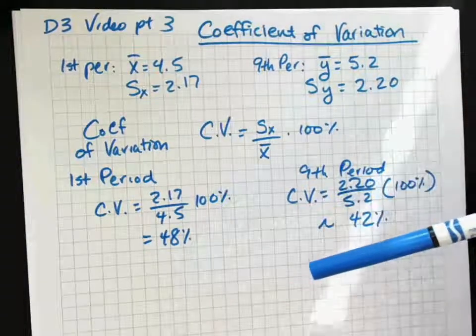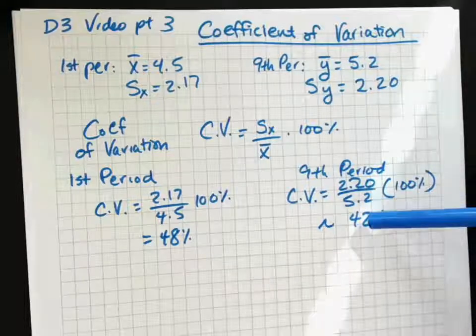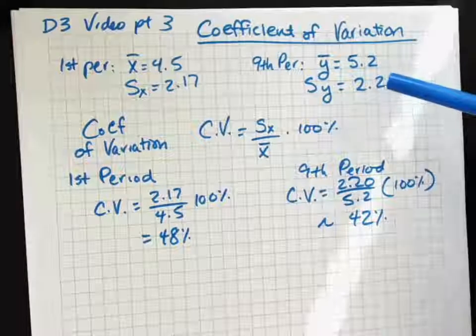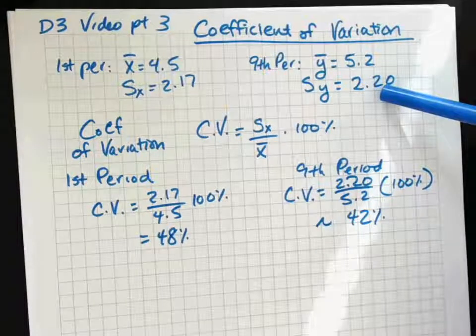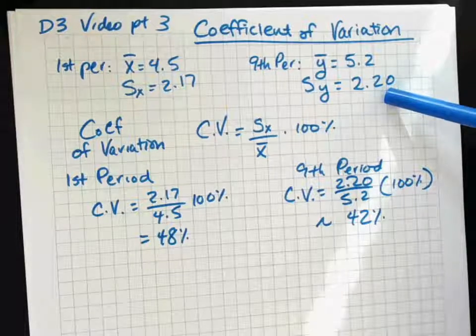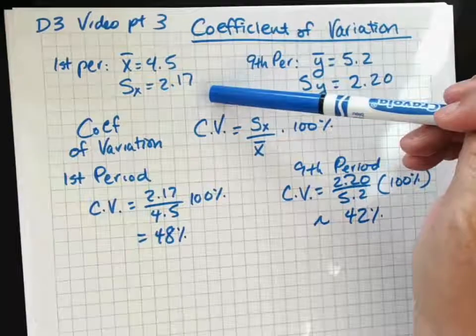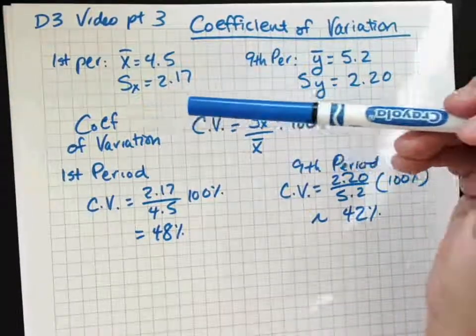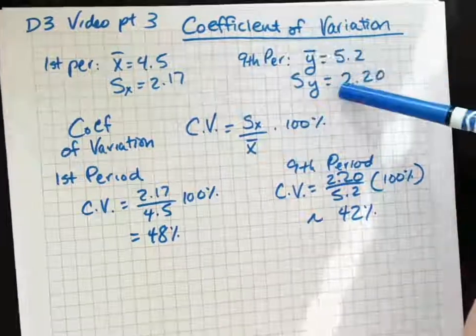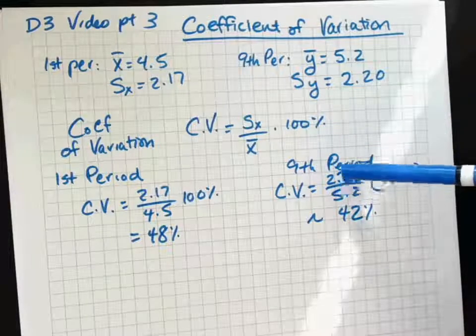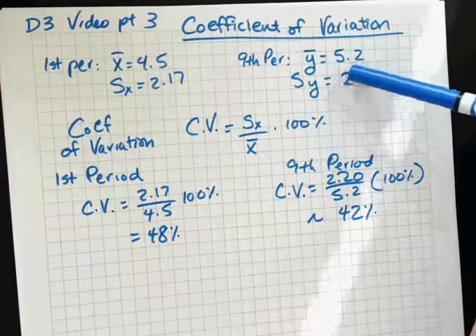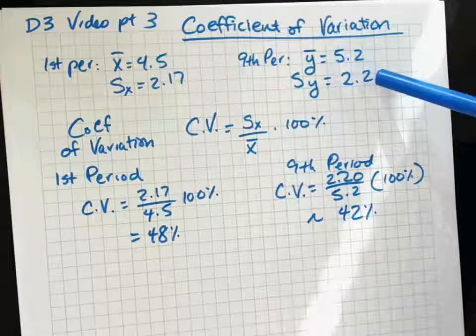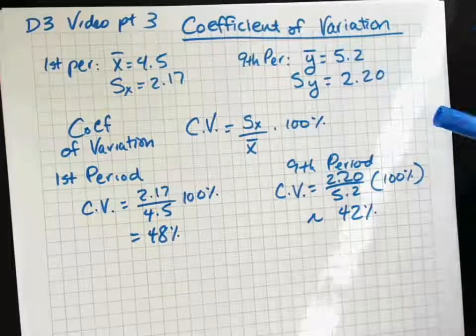If I ask you which one has a bigger spread, and I don't say relative to average, I would say ninth period. They do have a larger standard deviation. First period has a smaller one. So the spread, the absolute spread, is smaller for first period compared to ninth. But if I compare it to their averages, you see the spread didn't change much, but the average went up. So this relative to that got smaller.